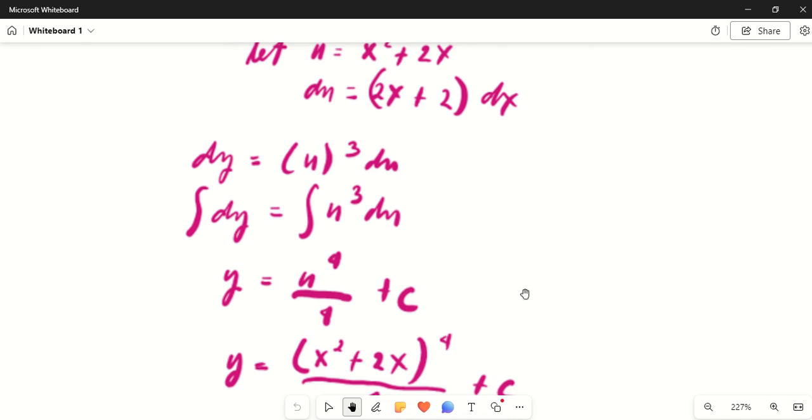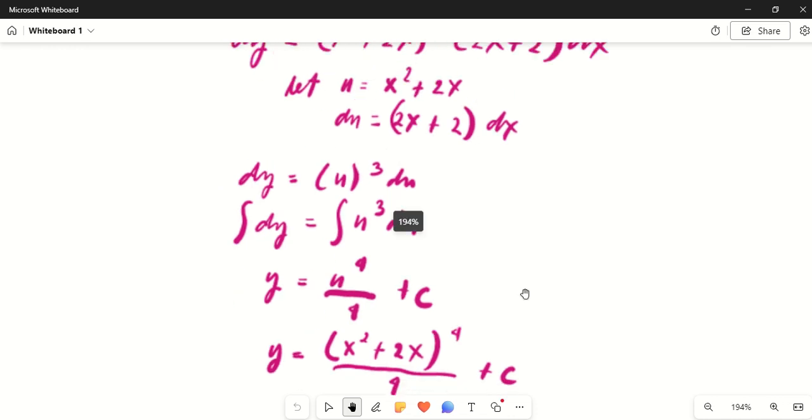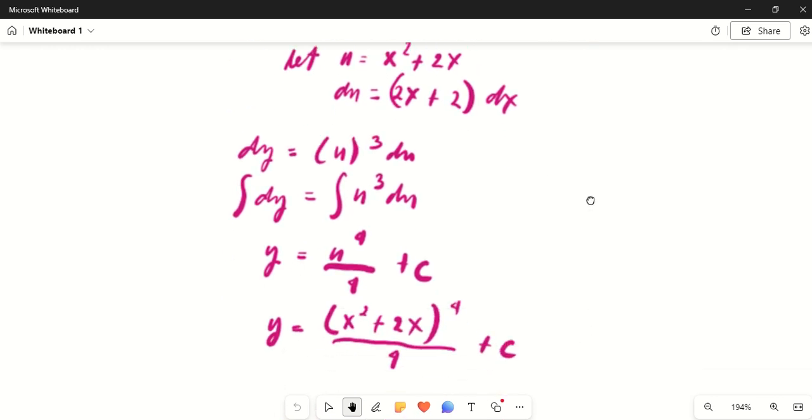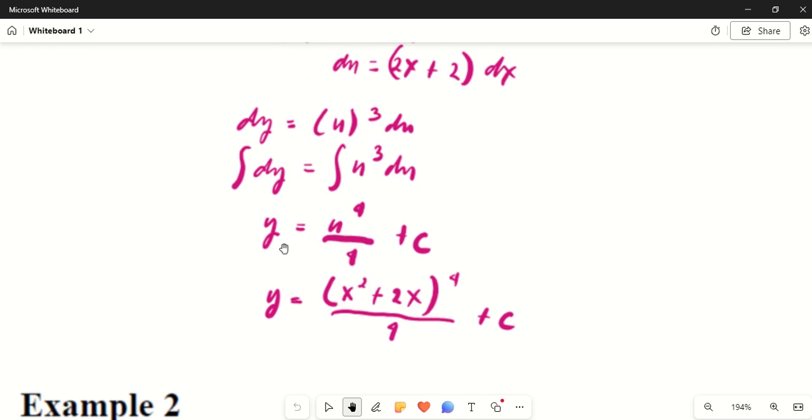Please take note that you need to replace u with the original expression. So your u here is x squared plus 2x. You need to replace your u in your final answer with x squared plus 2x. So the final answer will be y is equal to the quantity of x squared plus 2x raised to the fourth power all over 4 plus the arbitrary constant c. And that will be your final answer for this example.